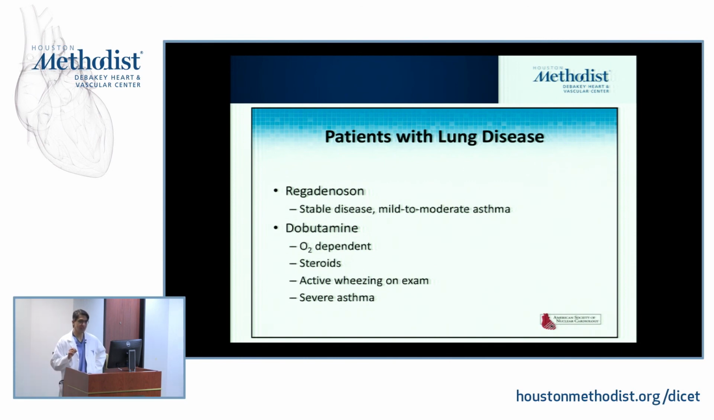Which patients do we really get nervous about? Those patients who come to you who are O2 dependent. I'd be very nervous with them. Those who are on active steroids trying to treat some bronchospastic event. Those who, when you examine them, and it's very important to examine them, are already actively wheezing or have severe asthma. These are not patients you want to be giving regadenoson to, despite its lower incidence of bronchospasm. They're already pretty sick. What do you recommend for these patients? Unfortunately, it's dobutamine.